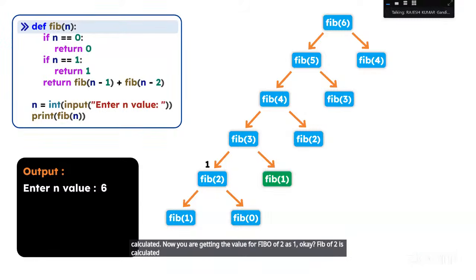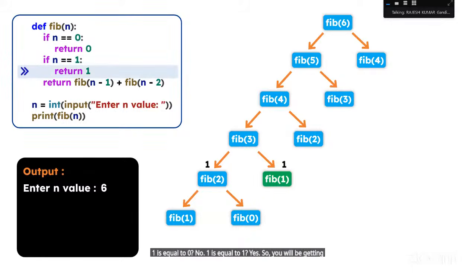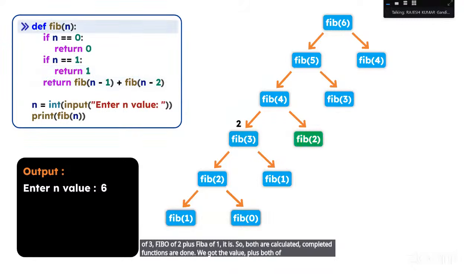Now the right half of it, that is fib of 1. Fib of 1 we need to calculate. So fib of 1, is 1 equal to 0? No. Is 1 equal to 1? Yes. So you will be getting 1. For fib of 3, it is fib of 2 plus fib of 1. So both are calculated, the functions are done. We got the value. Add both of them, and we got the fib of 3 value. Left side is done. Right side we need to continue.